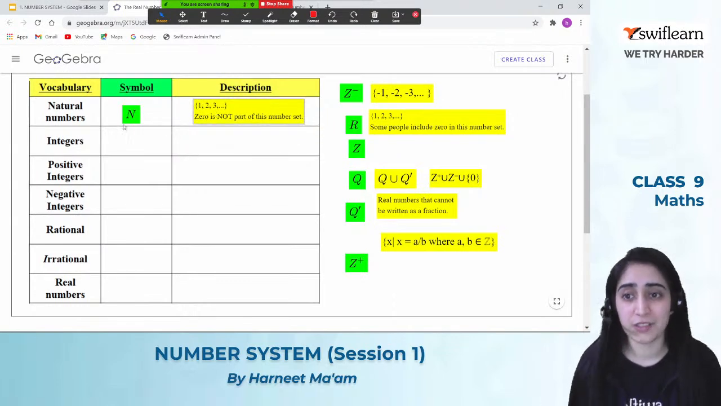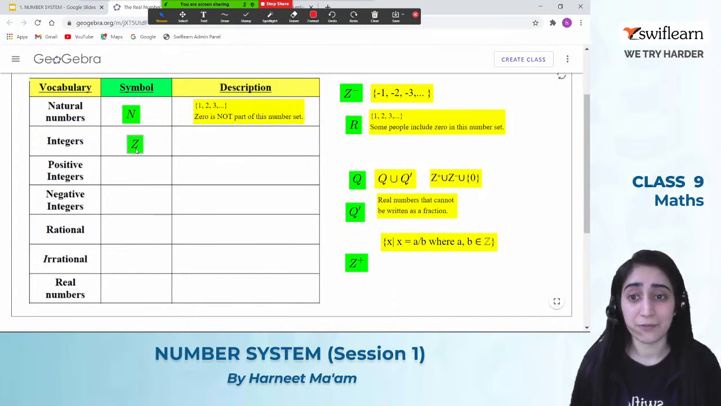Very good. Now integers. What are integers? They are represented by Z. Right? And what can they be? They can be positive as well as negative, right? So, numbers that are positive as well as negative.